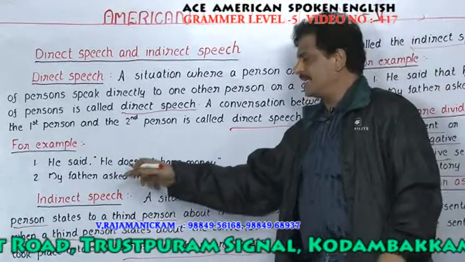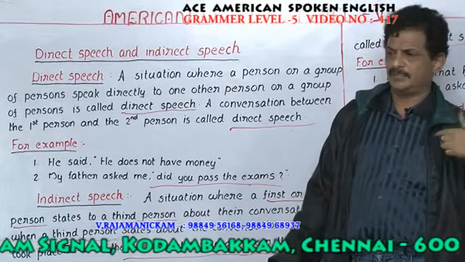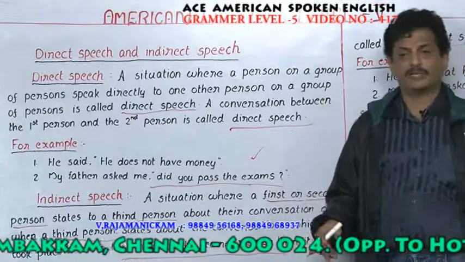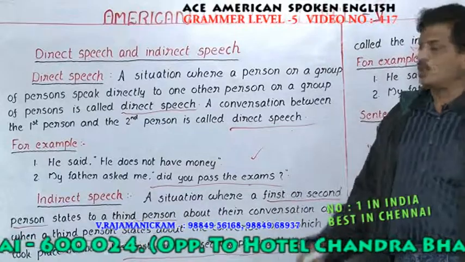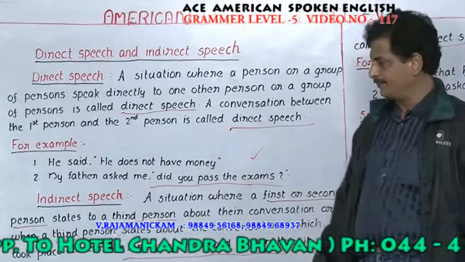உதாரணத்துக்கு என்ன, he said he doesn't have money. He said what did he say to me? He doesn't have money. அவனிடம் பணம் இல்லையாமா. My father asked me, என் தந்தையார் என்னிடம் கேட்டார், did you pass the exams? நீ பரீட்சையில் பாஸ் ஆனாயா? ஸோ அவர்கள் சொன்னது போல சரியான அந்த வார்த்தைகளை சொல்வது நேர்கூற்று.